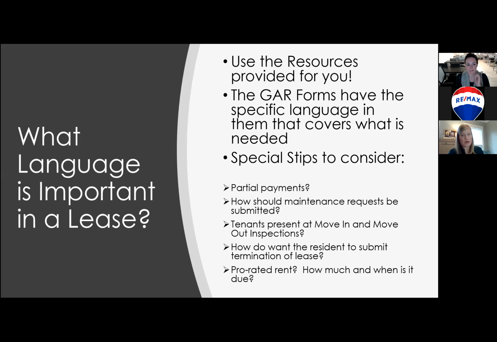Service animals and emotional support animals are such a huge topic right now in management, and everybody's correct, people do take advantage of the system. So our job is to protect ourselves and protect our clients. So let's talk about language. What's important in the lease? Basically, everything in the GAR form is important to your lease. The best way to protect yourself and your clients is to use that GAR form. Use those resources that are provided for you.